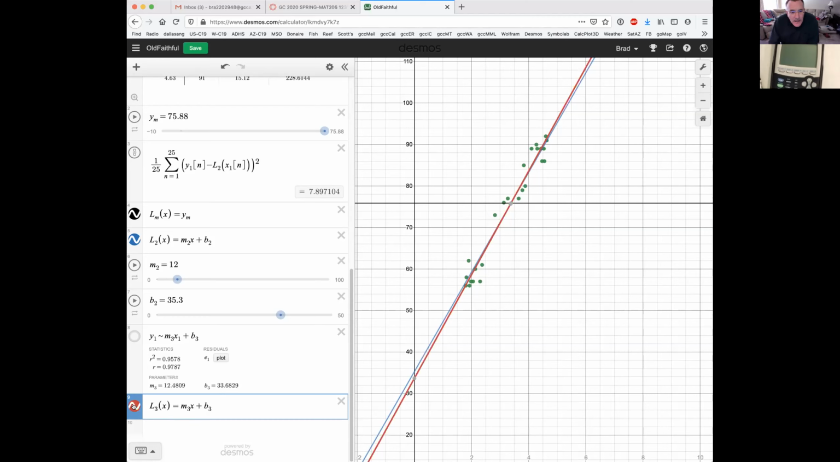Okay, so let's see how much better Desmos did than us. We got 7.897. And now if I change this to Desmos's line, L3, we get 7.638. So just a tiny bit better fit.